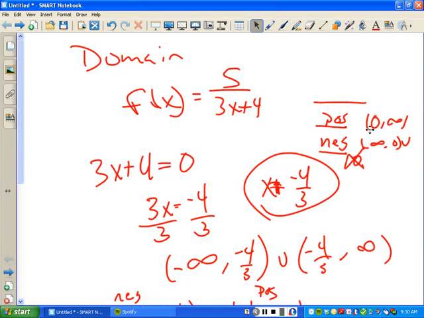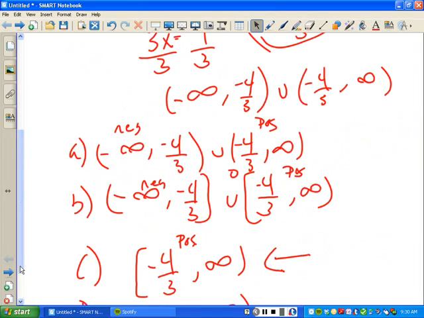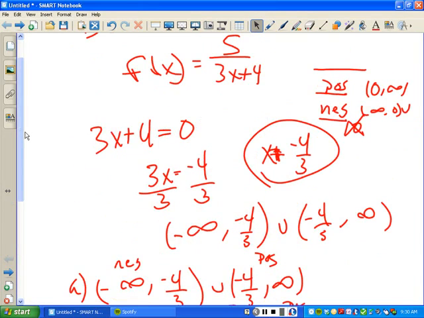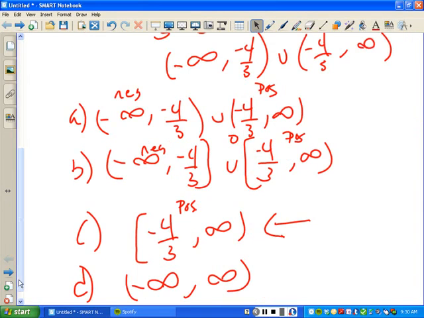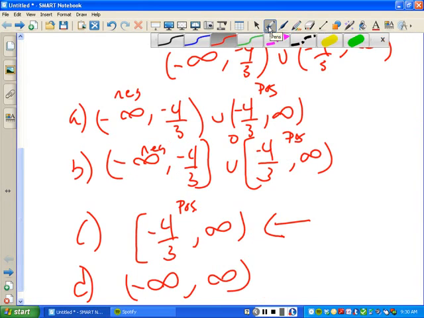The other question that came up, which was a really good question, was why the parentheses and not the bracket? And the answer is because while we can use positive numbers, we can use negative numbers. If we put a bracket on it, we're saying it's okay to use 0. So notice in this case, it's not okay to use 0, and therefore this answer here is not right.